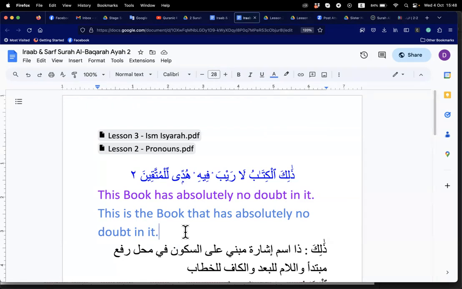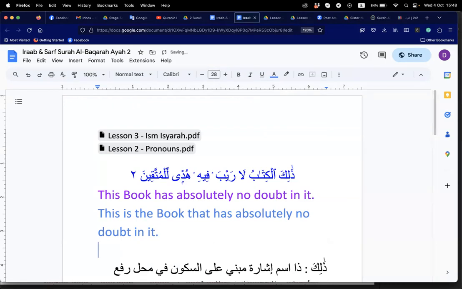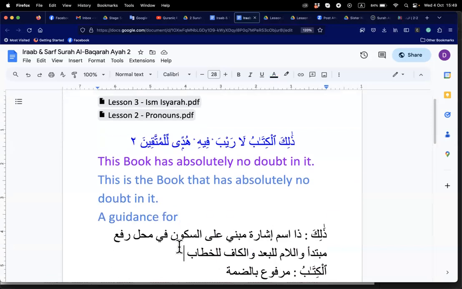So then, okay. How would you translate after this? So this book, whether you take number 1 or number 2, right? And then how would you translate the Hudal lil Muttaqin? Any guidance for the... Okay, just like this, or maybe a guidance for those like that only. Okay, so actually again there are 2 ways of looking at it.